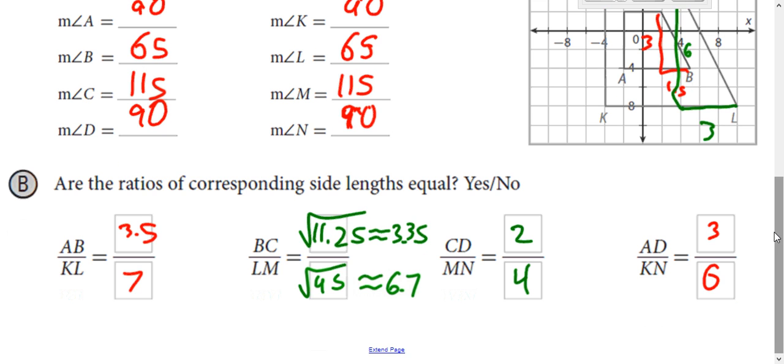If you simplify those fractions, you get 1 over 2, 1 over 2, 1 over 2, 1 over 2. So the ratios are all equal. They have a common ratio, and all the angles are the same. That means they are similar, and therefore they're proportional.